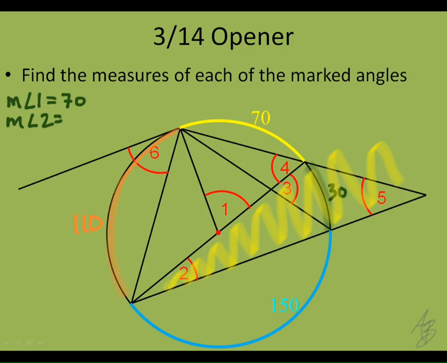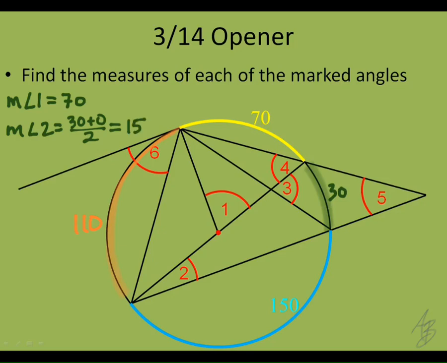We have the 30-degree arc and the 0, right? It's really inside of the vertex. If the vertex was a little bit inside or a little bit outside, we would have one, but here it's going to be 0. So the intercepted arcs are 30 and 0. Somebody set the equation up for me. 30 plus 0, you don't have to have the plus 0 in there, divided by 2, and we get 15. Does that make sense? Okay.